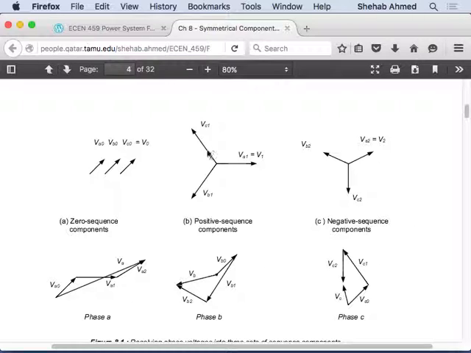So can I write phase C positive sequence as phase A positive sequence, but with a shift of minus 240 or 120? I can do that. Instead of having to write A positive sequence, B positive sequence, and C positive sequence, I can write C positive sequence in terms of A positive sequence, or B positive sequence in terms of A positive sequence. Phase B positive sequence will be equal to phase A positive sequence, shifted by 240 degrees.